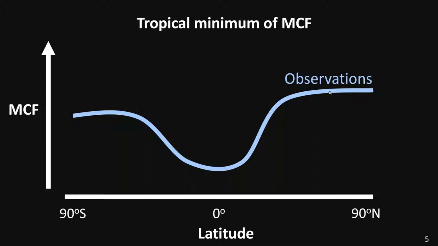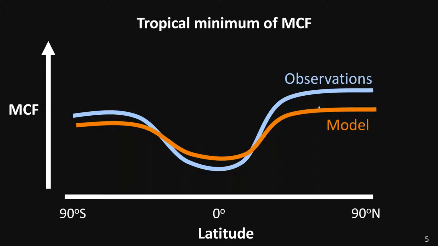Now, what is going wrong in the model, and why we find these big OH adjustments, is that we do not quite capture this tropical minimum. We do find a tropical minimum, but it's not quite deep enough compared to what we see in the observations. And so the way our inverse system is trying to fix this is by adding OH to the tropics, because then you get a deeper tropical minimum and you get closer to what is being observed.